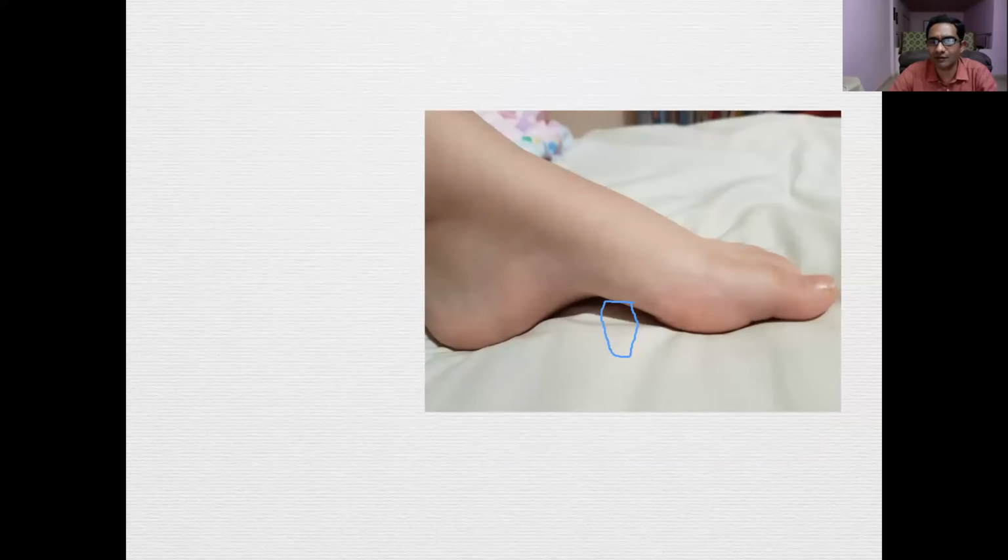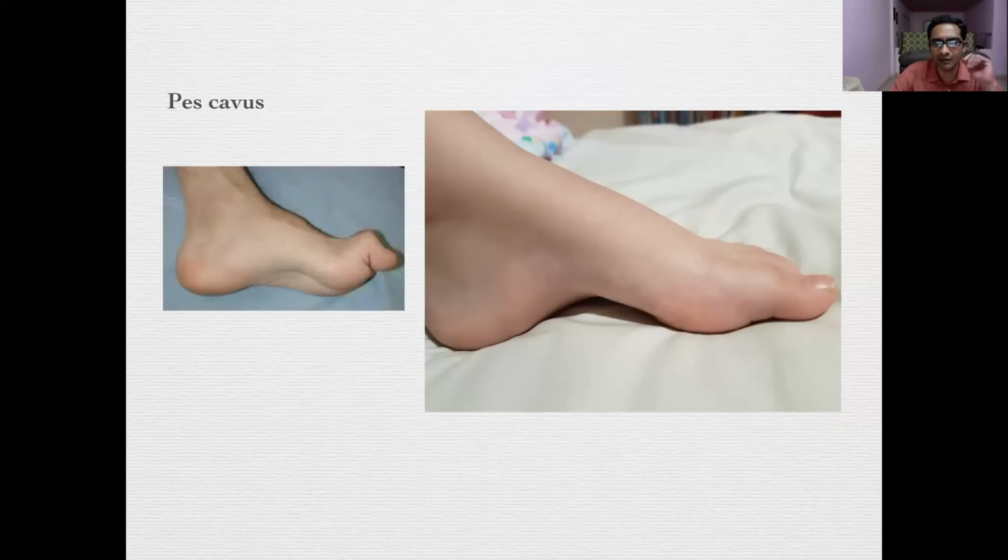Pes cavus, a high arch foot, you should be able to discover. You should know how to describe it and say that, again as we said, it's a midfoot problem. The one on this side, the smaller photograph, is what we call a neurological pes cavus, because not only is there a cavus, but in the lesser toes you have the first metatarsal drop, you have the cocking up of the great toe. So this is what we call a neurological pes cavus.